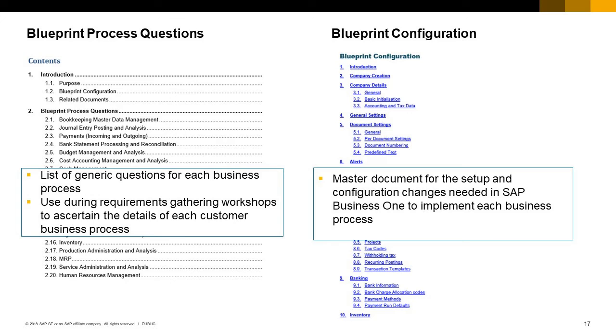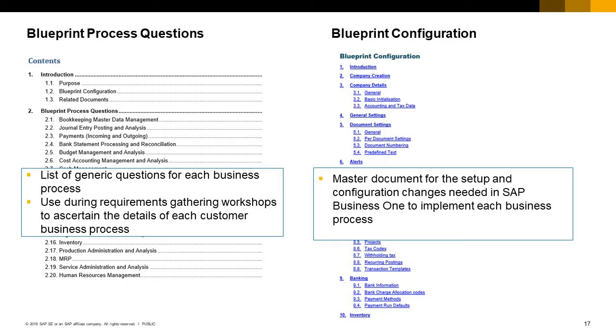Use the business process questions during the requirements gathering workshops to ascertain the details of each customer process. Be sure to add additional questions to cover extended processes not covered in the list. Use the information gathered from the detailed questions to document the required system configuration and settings in the blueprint configuration document. Capture the required setup and configuration changes needed to implement the business process.